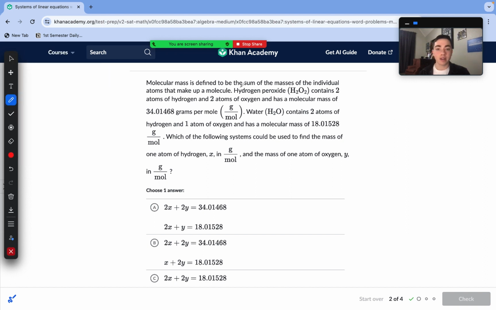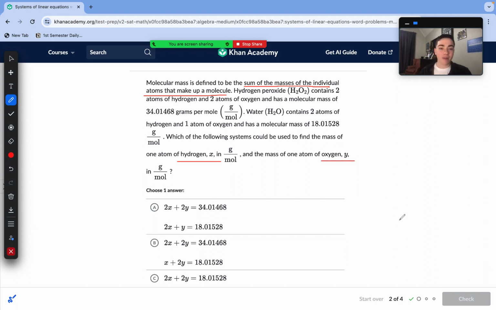Molecular mass is defined to be the sum of the masses of the individual atoms that make up a molecule. Hydrogen peroxide contains 2 atoms of hydrogen and 2 atoms of oxygen and has a molecular mass of 34.01468 grams per mole. Water, H2O, contains 2 atoms of hydrogen and 1 atom of oxygen and has a molecular mass of 18.01528 grams per mole. Which of the following systems could be used to find the mass of 1 atom of hydrogen, X, and the mass of 1 atom of oxygen, Y, in grams per mole?